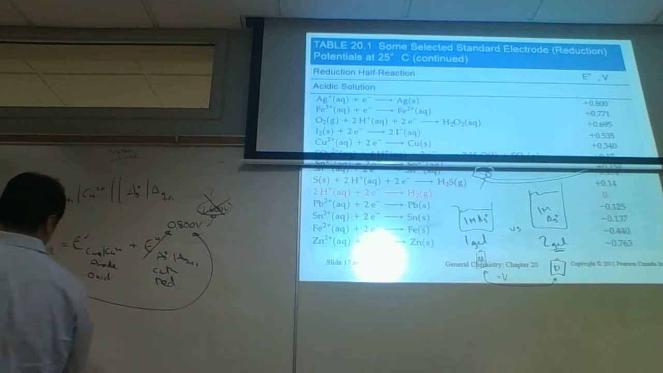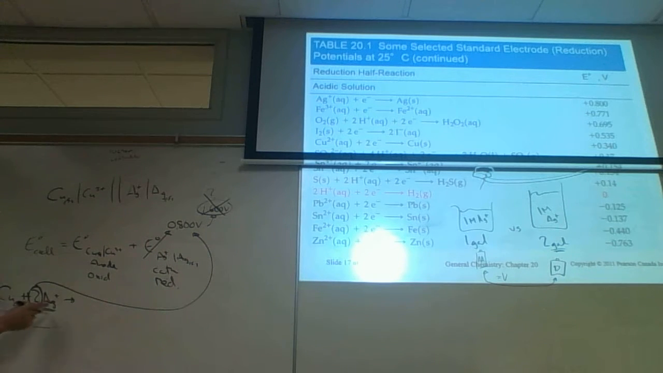And so even though we have 2 here, this is just a stoichiometric ratio. We don't multiply the voltage by 2 here. But we would multiply the energies, like delta H, we'd multiply by 2. Delta G, we'd multiply by 2. But E of the cell, we don't multiply by 2. We just leave it at 0.800.